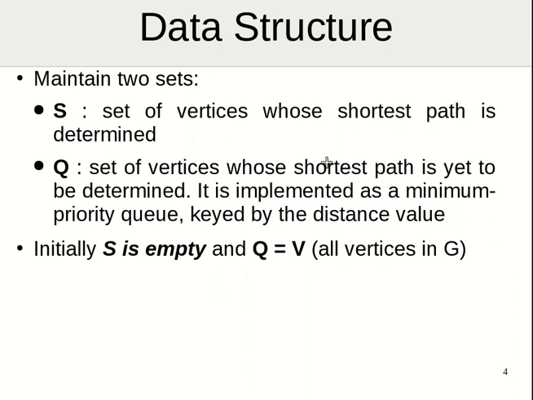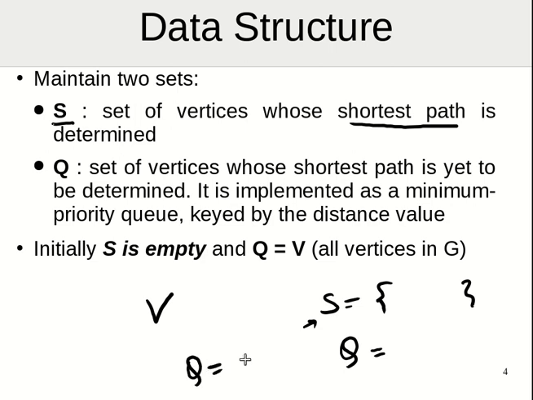Now to implement Dijkstra's, we will be using two data structures, two sets actually. One is set S, which will contain all the vertices for which the shortest path has already been determined. There are a total of V number of vertices. S contains all the vertices for which the shortest path is already determined, and Q contains all the vertices for which the shortest path is yet to be determined. Obviously, Q would be V minus S. All the remaining vertices apart from S are in Q.